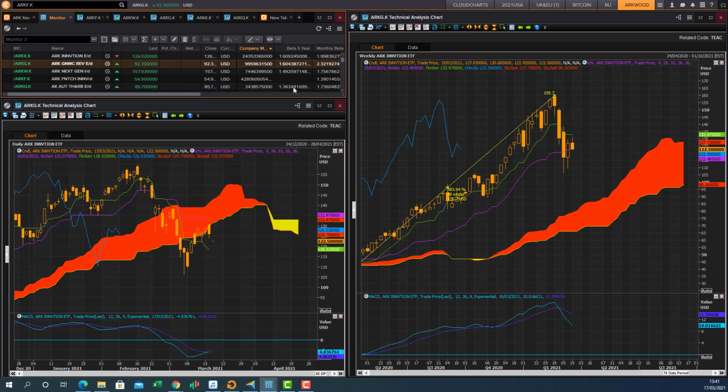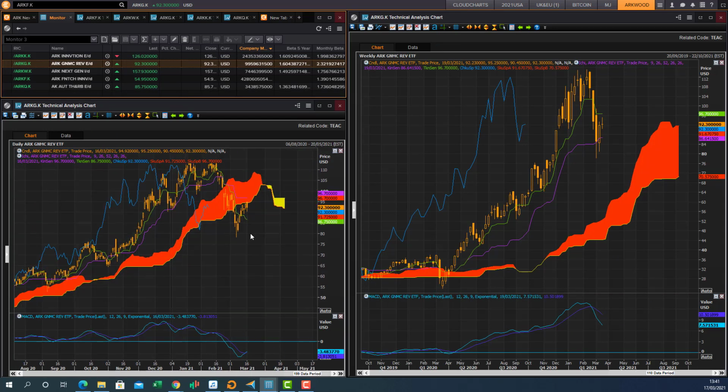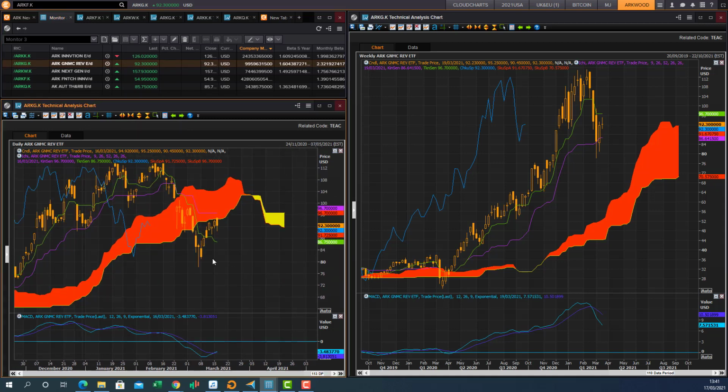ARKG, the Genomic Revolution ETF, similar type situation here. Let me just make this bigger. We're in a slight bearish now because price action is below the cloud. We do need to see the ETF regain support at the bottom in the cloud. Key levels to watch out for is this cloud chart level here. These all cloud chart levels are now key support zones to be tested.